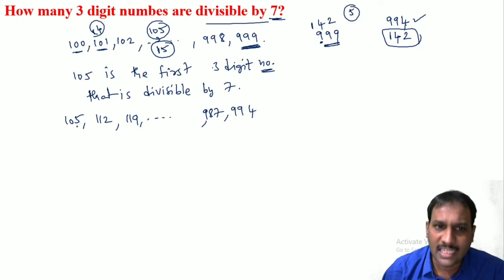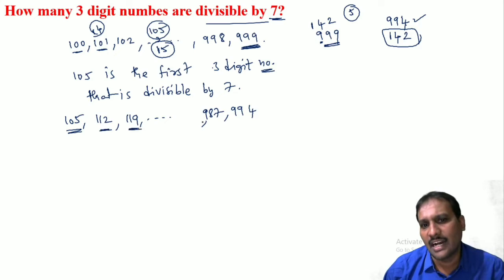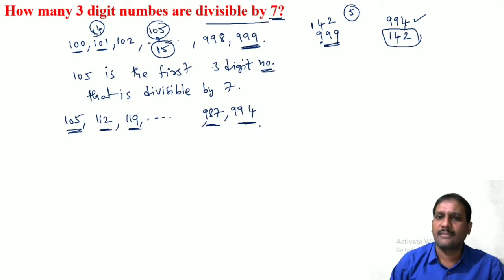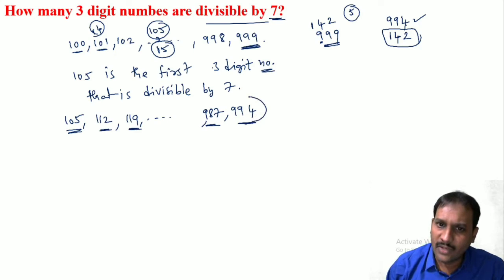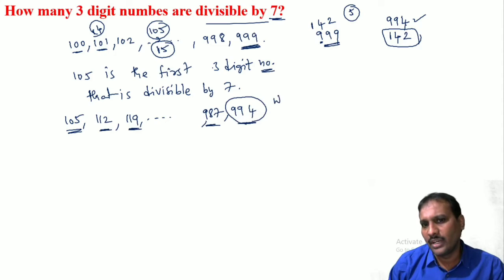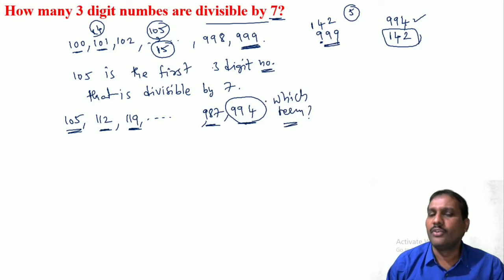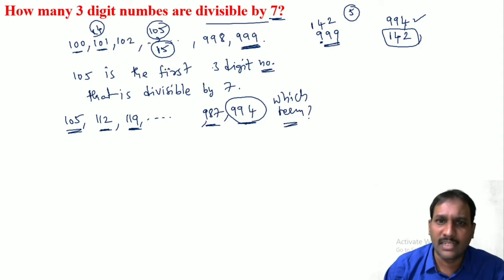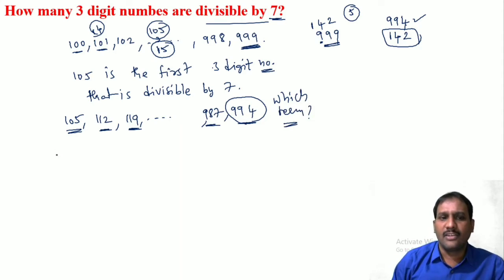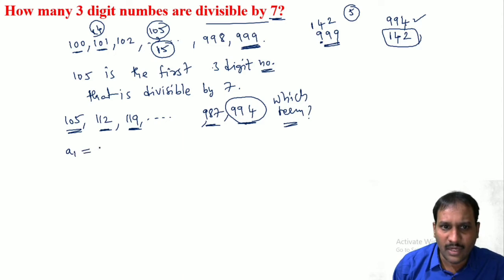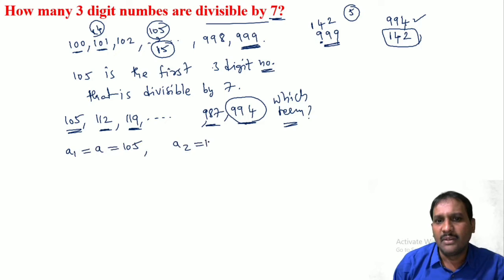Now our task is, how many numbers are there in this list? Means this is which term? If we find which term 994 is, then you will know how many 3-digit numbers are divisible by 7. So here what is the first term? A1, that is A is 105. And what is the second term? 112. And clearly the common difference is what? 112 minus 105, that is 7.